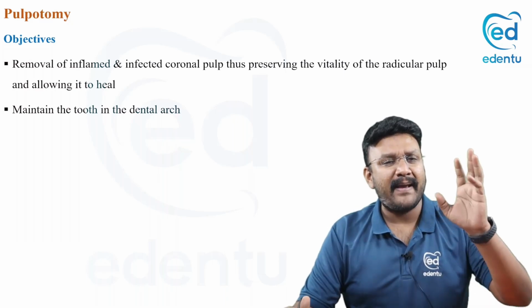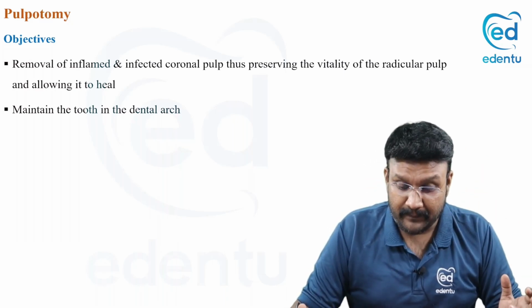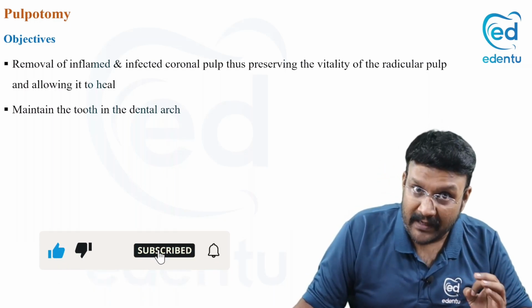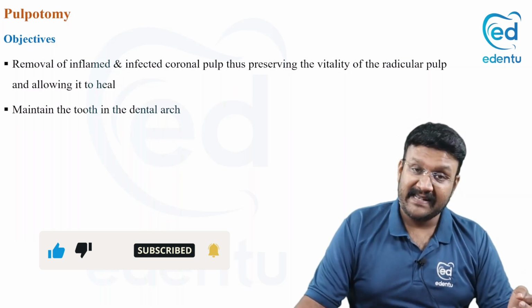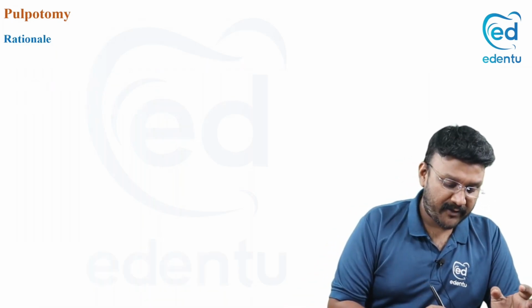So basically, the main three objectives of pulpotomy are removal of the inflamed or infected coronal pulp, thus preserving the vitality of the radicular pulp and allowing it to heal properly, and maintaining the function, that is, maintaining the tooth in the dental arch.